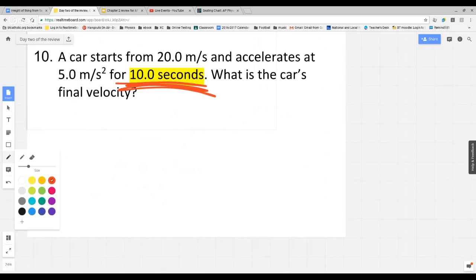You start from 20, and you're going to accelerate at 5 for 10 seconds, and then what's your final velocity? This is also using which equation? 4 equation, right? V equals V naught plus A T.